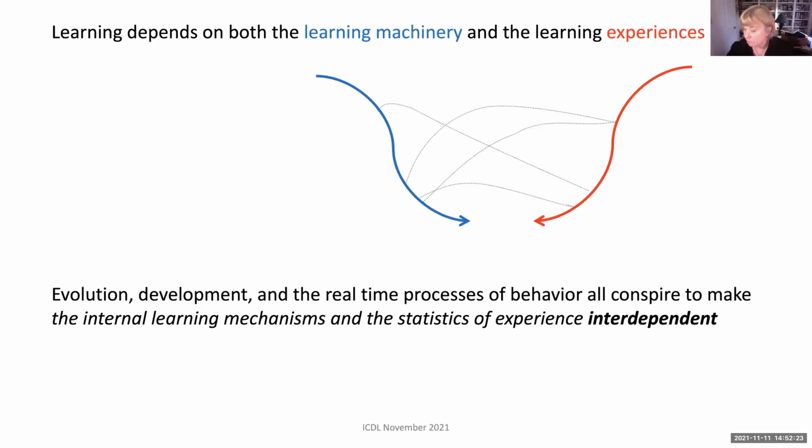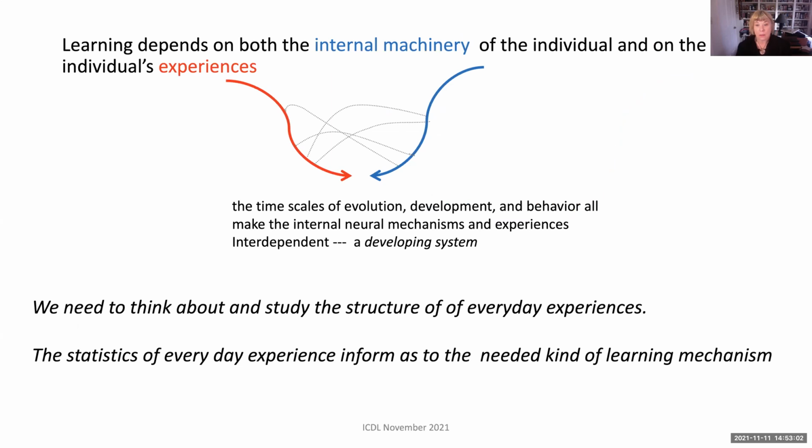All right, so I began, and now I need to conclude. Learning depends on both the learning machinery and the learning experiences. And what I'm arguing, even if many of my proposals here are not quite correct, is that evolution, development, and the real-time process of behavior all conspire to make the internal learning mechanisms and the statistics of experience interdependent. And that means when we have no idea what the right learning mechanism is, we might really want to look at the structure of the everyday data, because those learning mechanisms are going to be evolved, designed, and shaped to fit those data. Okay. Okay, so that's what I just said, ahead of myself.